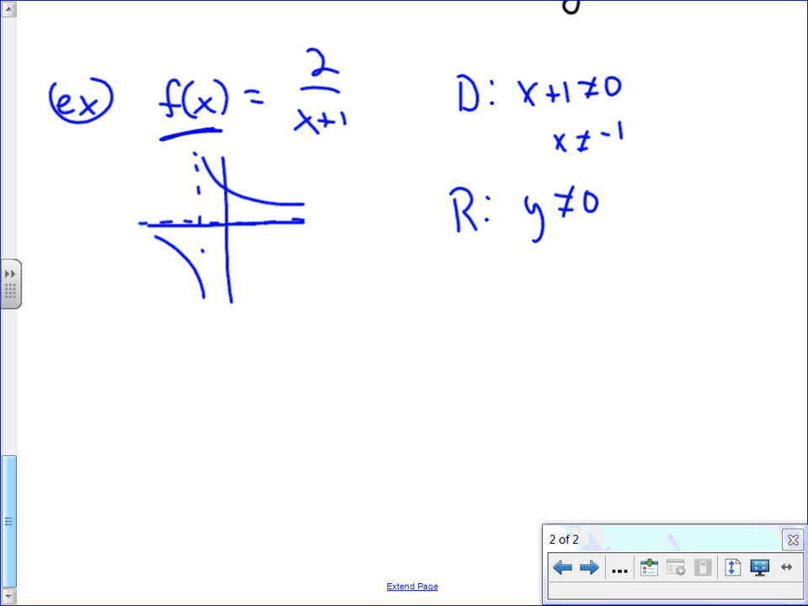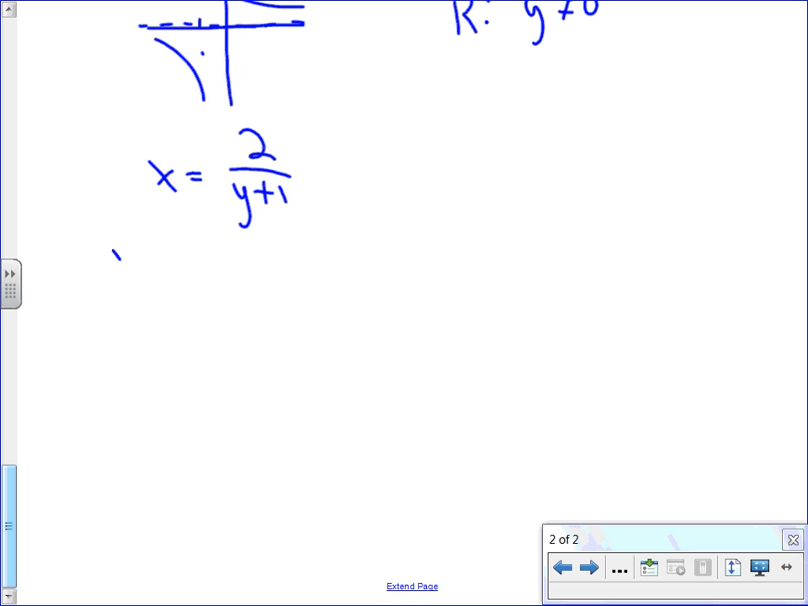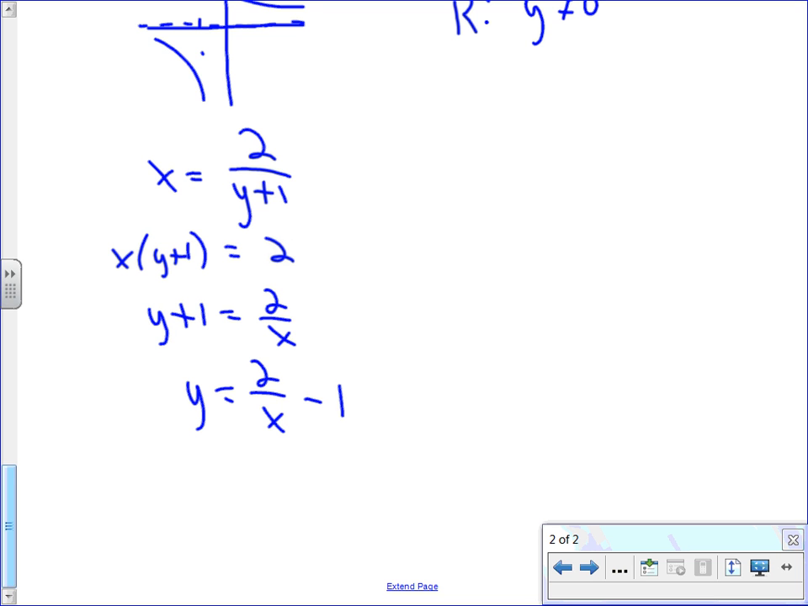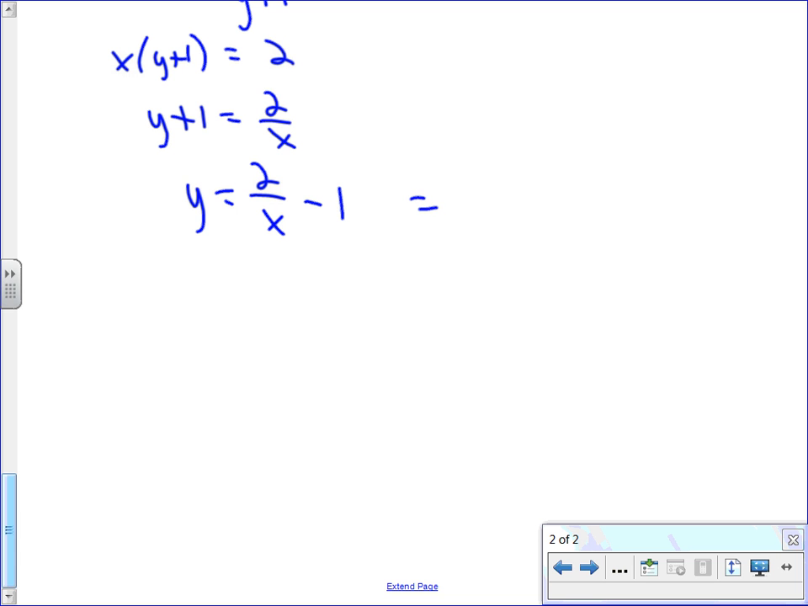Instead of f of x, I'm going to change that to x, and instead of x plus 1, I'm going to make it y plus 1, and we are going to solve it for y. So we're going to multiply both sides times y plus 1. I'm going to divide both sides by x, and I'm going to subtract 1. You can leave the function like this. There's nothing wrong with that. A lot of times we're going to be working with common denominators, so this is also a very likely way of leaving the final answer. And then write that with the inverse function notation.